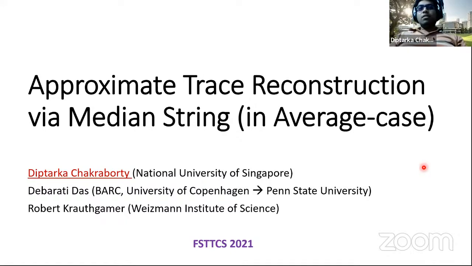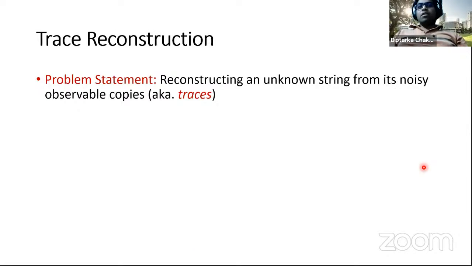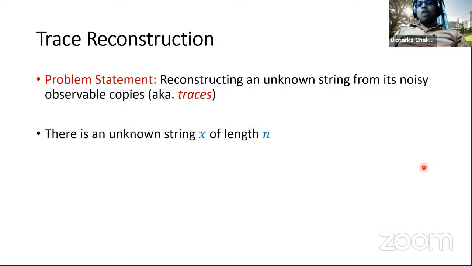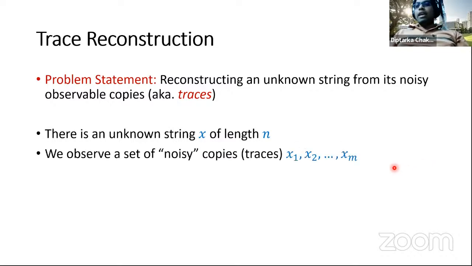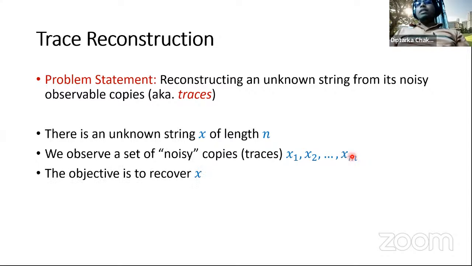So let me start by defining the trace reconstruction problem. This problem is essentially about reconstructing an unknown string from its noisy observable copies, also known as traces. More specifically, suppose we are given an unknown string of length n, but what we can observe are noisy copies of it, x1, x2 up to xm. Each of these noisy copies we can refer to as samples or traces. I will define the type of noise in the next slide. The objective is to recover the unknown string x from these samples.